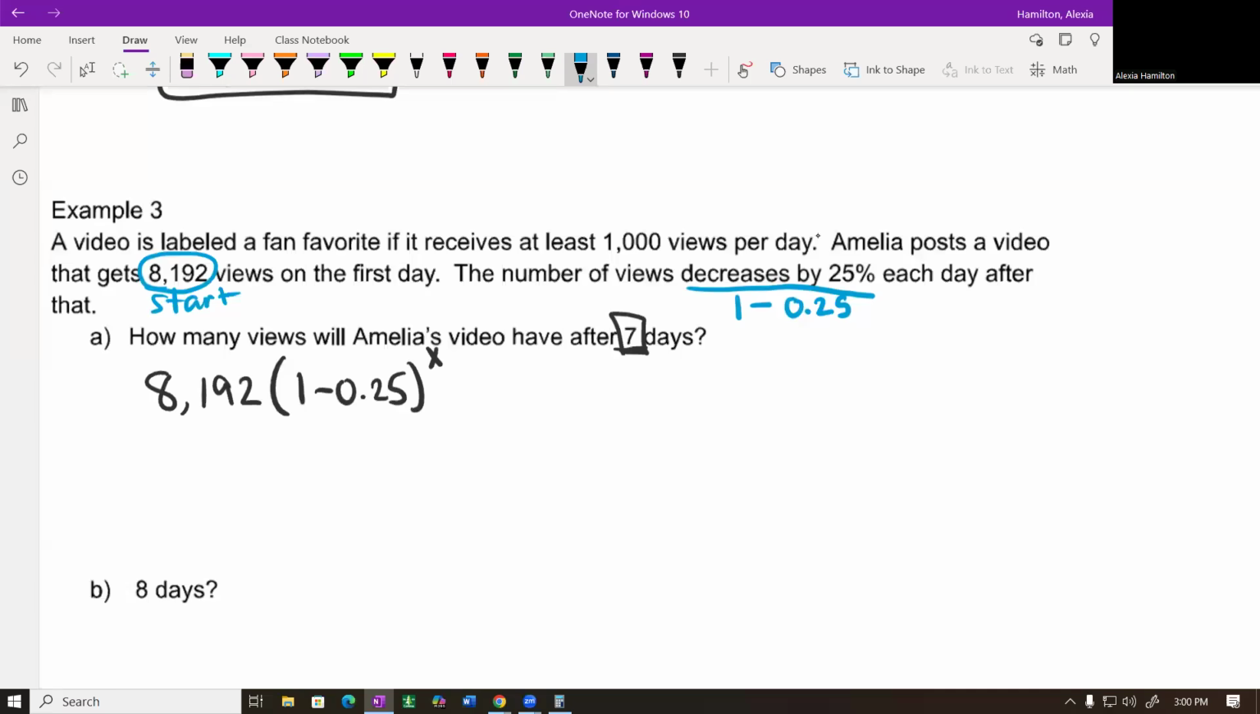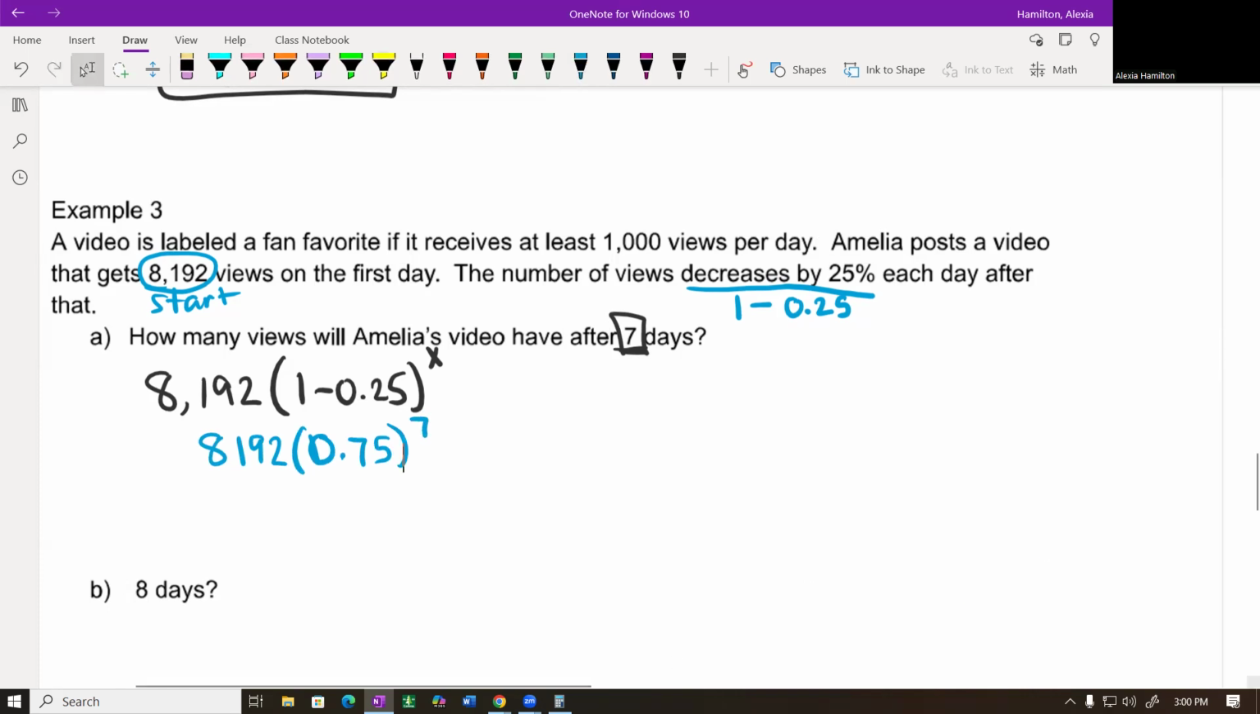All right, do the subtraction. 1 minus a quarter is 75 cents. 8,192. I'm not going to write the comma. I like it in my answers, but not when I'm showing my work. 0.75 to the x. But I'm going to go ahead and stick my 7 in there.